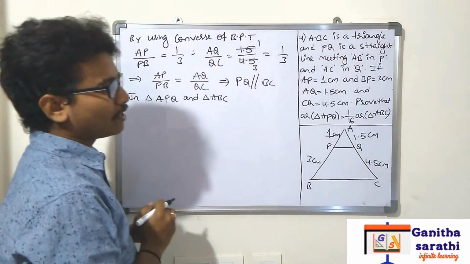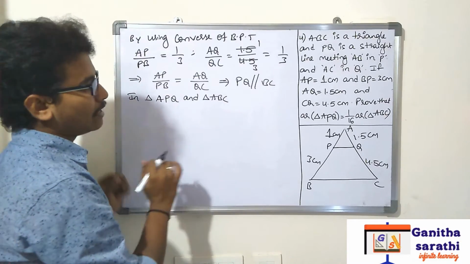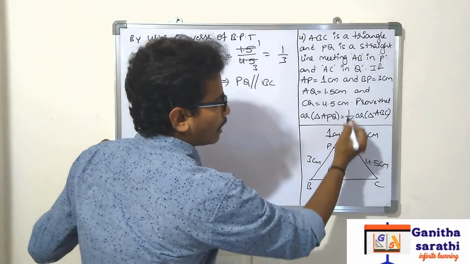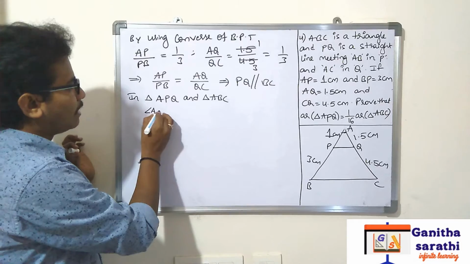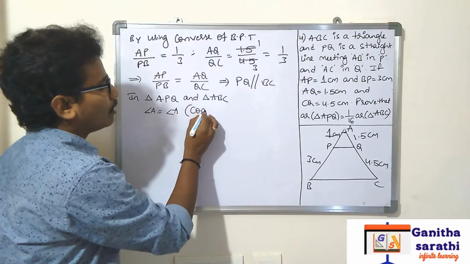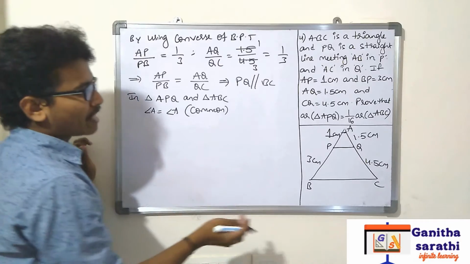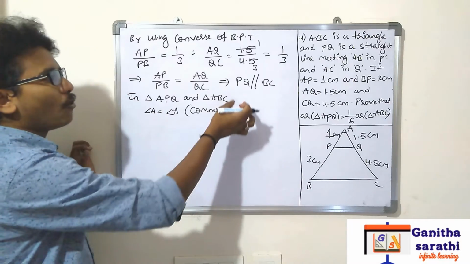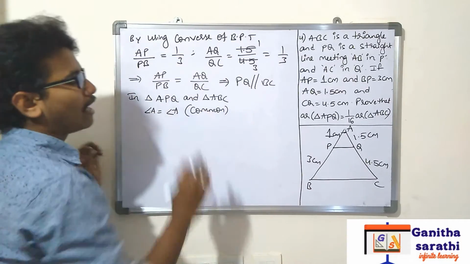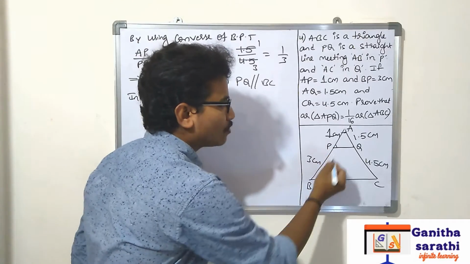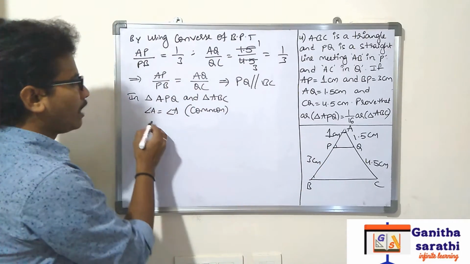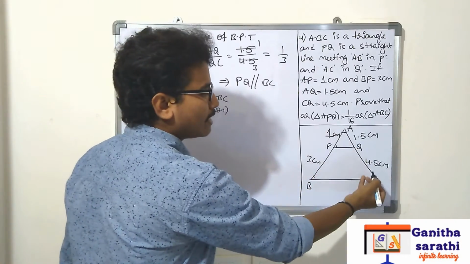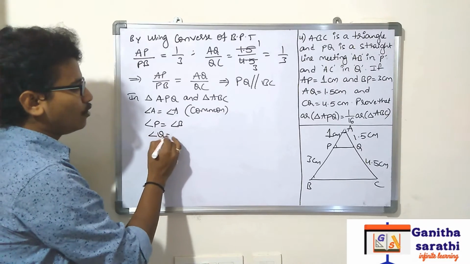Now we will prove the similarity. For proving similarity, what will we do? You can take the angles, right? So in these two triangles, one angle is common. What is the common angle? You can take A as the common angle. Angle A is equal to angle A, which is common. Next, angle P is equal to angle B. Can we write that? Yes, because we have already proved the parallel lines. PQ is parallel to BC, so definitely these two will be corresponding angles. Okay, angle P is equal to angle B, and also we can write angle Q is equal to angle C.